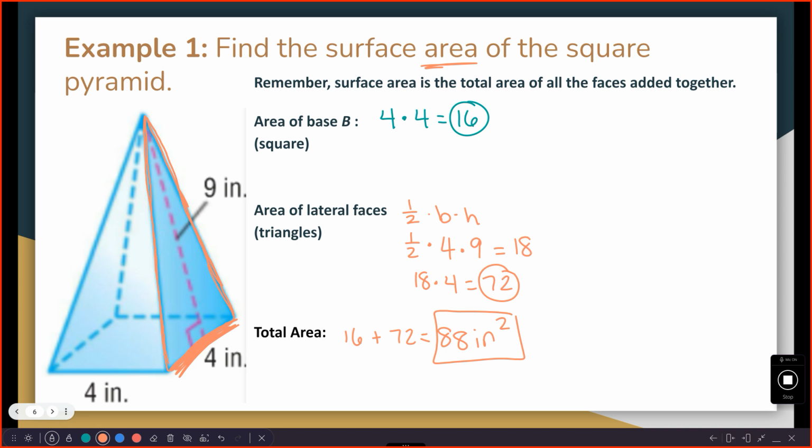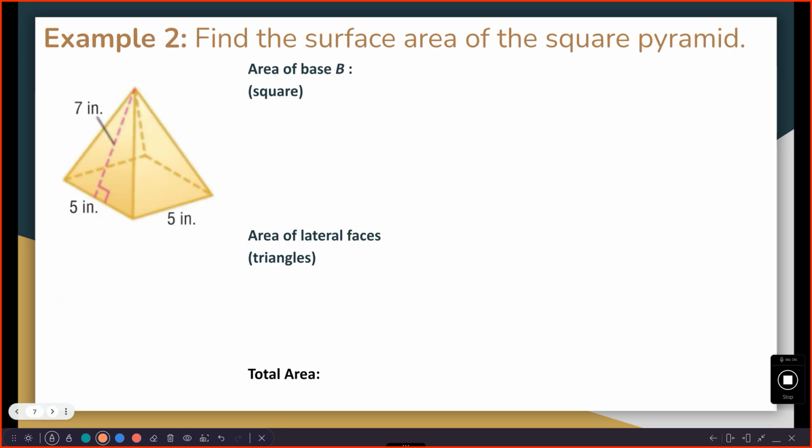All right, so moving on to example 2: find the surface area of the square pyramid. First we're going to find the area of the base, or capital B. In this case, our base is this square here, and we're going to do 5 times 5, base times height, and that gets us 25. Base times height, or length times width, however you want to think of it. Okay, and then the lateral faces.